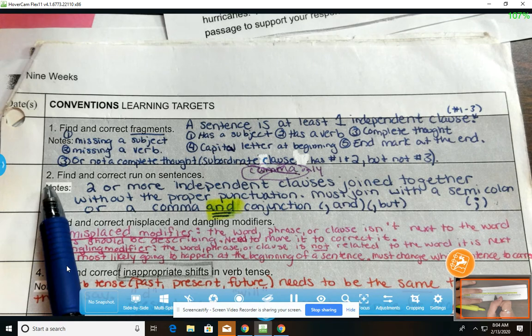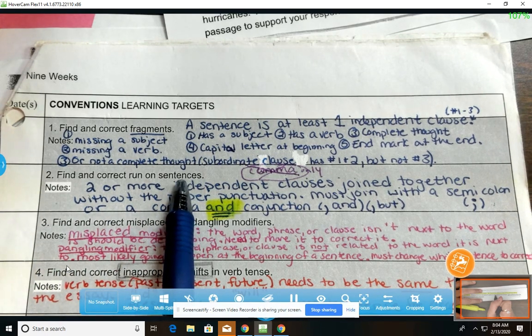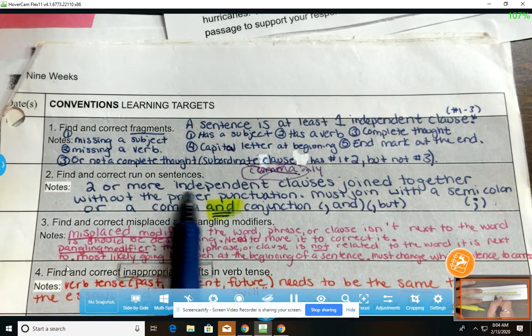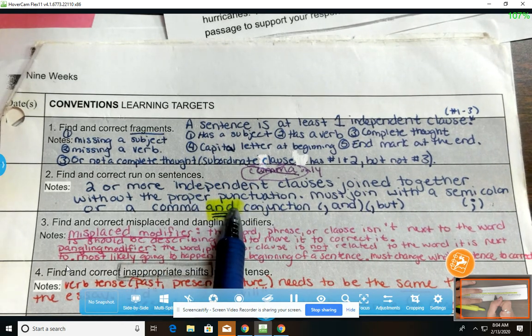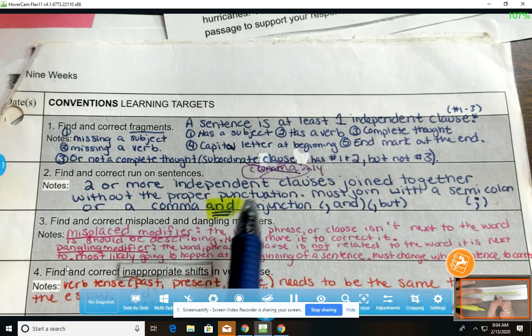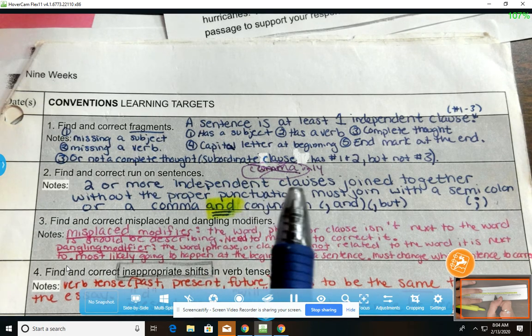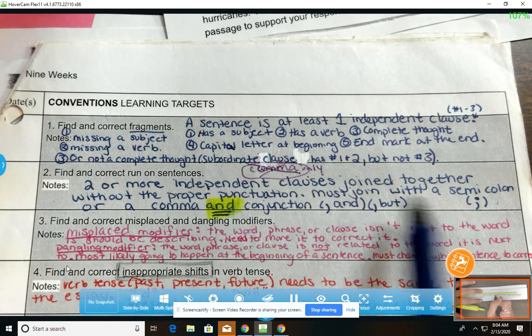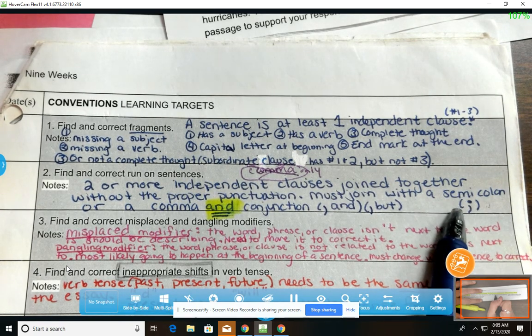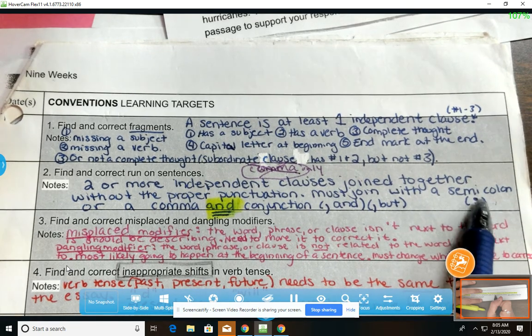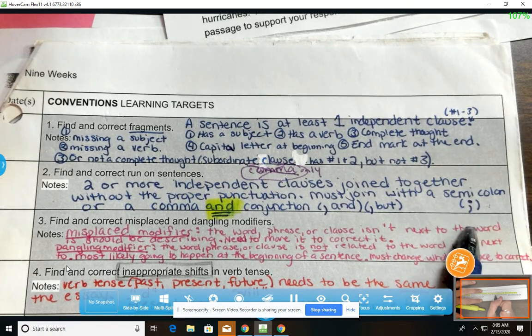For learning target number 2, to find and correct run-on sentences, remember that we need to join 2 or more independent clauses together by using the proper punctuation. There are only a couple methods for proper punctuation joining of 2 independent clauses. First, the semicolon is strong enough, so you can correct a run-on by, instead of using a comma or no punctuation mark at all, using a semicolon, which is the dot-comma combination.